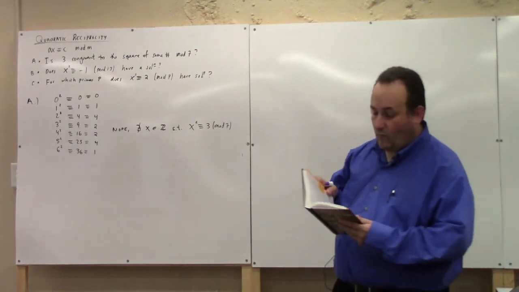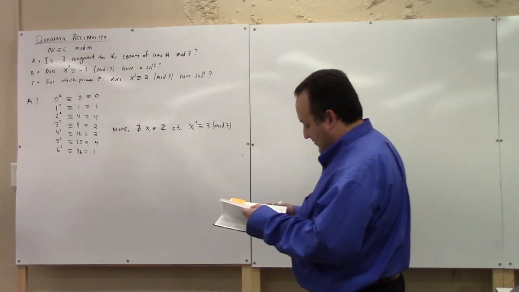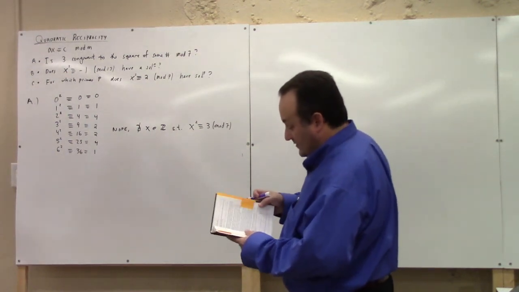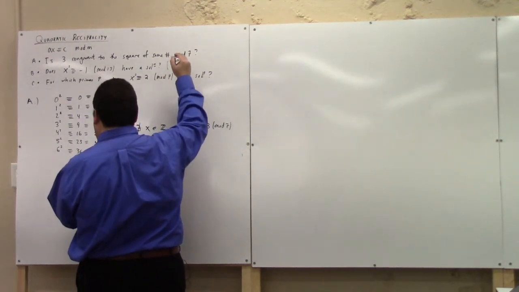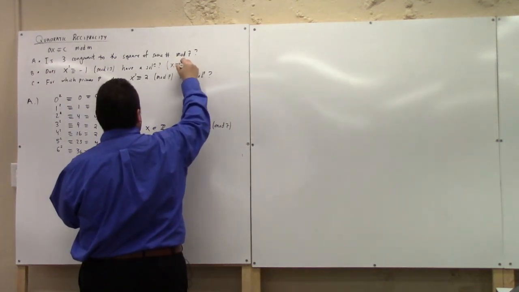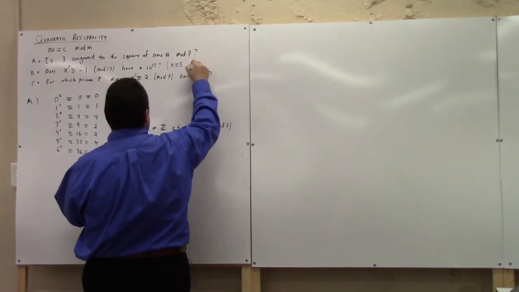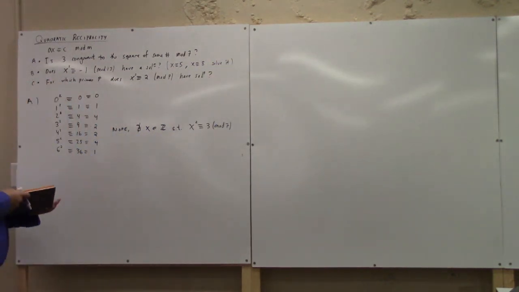All right, so now, what else does he say? He says, in similar fashion, if you square all the numbers from 0 to 12 and reduce mod 13, you'll find the answer, and I won't actually do that. He just points out the answer to part B is that x congruent to 5 and x congruent to 8 solve it. Right? Because if you square 5, you get 25. 25 is 1 less than 26, which means it's congruent to minus 1 mod 13. And the square of 8 is 64. And 64 is 1 less than 65, which is enough to show that it's congruent to minus 1 mod 13.